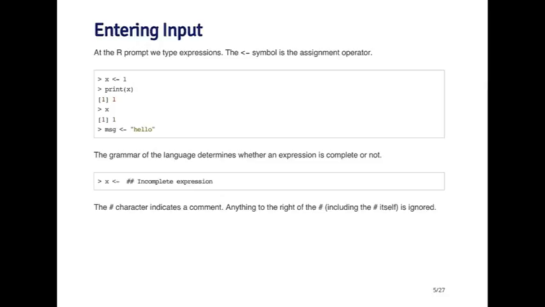The grammar of the language determines whether an expression is syntactically correct or not, or whether it's complete. For example, if I just type x followed by the assignment operator and I don't type anything else, that's not a complete expression. When I hit enter, nothing will happen because it's waiting for the expression to be completed. The other thing I've got here is this hash symbol, which indicates that everything to the right of it is a comment. The R engine will ignore anything to the right of that symbol, so you can put notes to yourself in the code, and R will just ignore those comments.